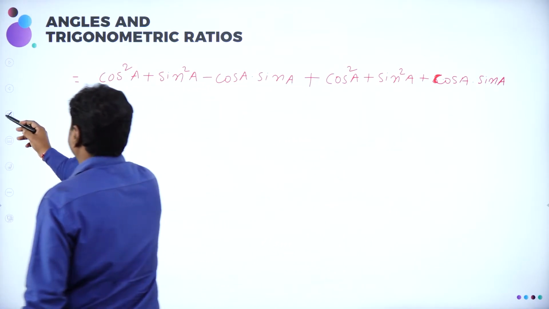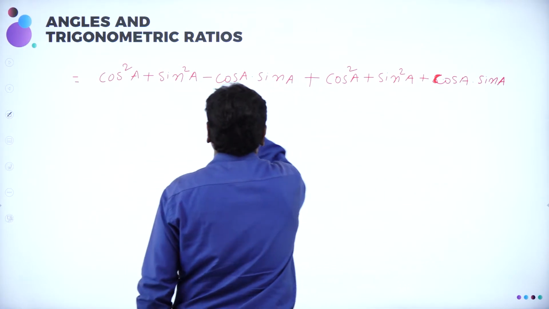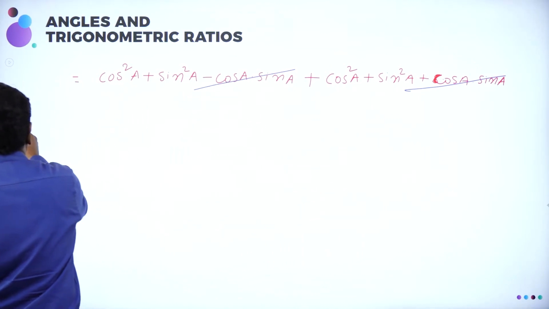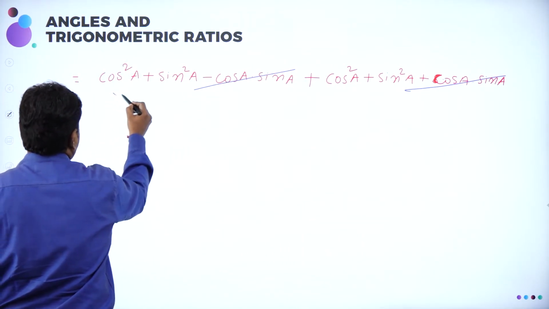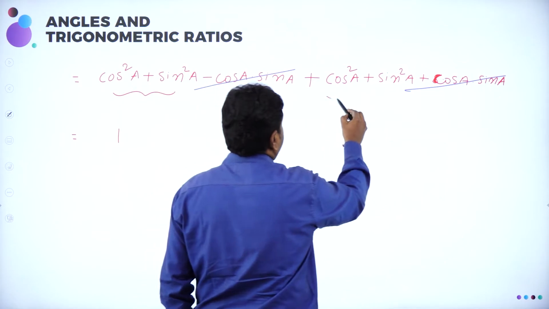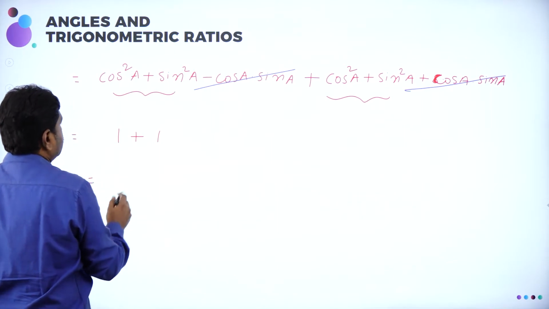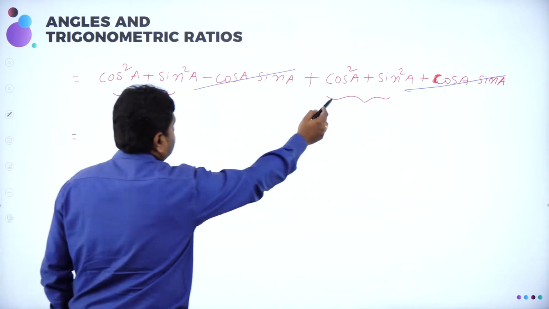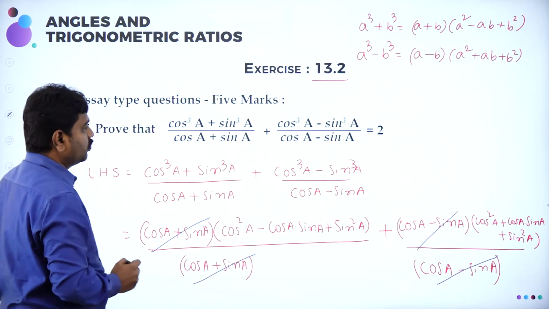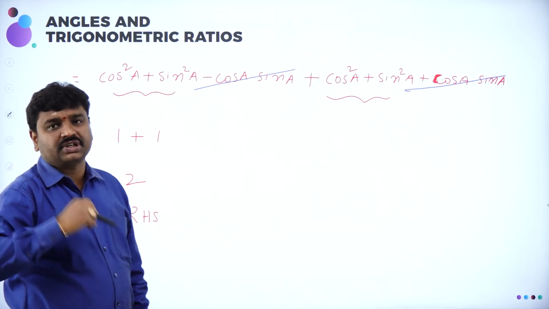Now again if you observe, minus cos a sin a plus cos a sin a cancels. So whatever the terms left out, we have to rewrite. So this is cos square a plus sin square a. Cos square a plus sin square a is 1. Again here we have cos square a plus sin square a, which is 1. What is 1 plus 1? 2. This is your RHS. This is what they want you to prove. So we got it. I hope all of you understood. Now we'll go to the next question.